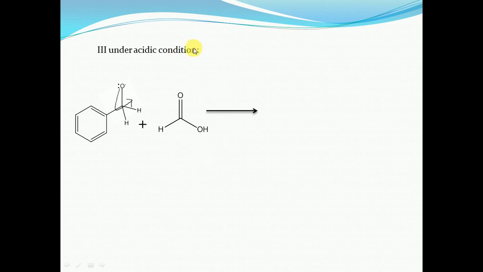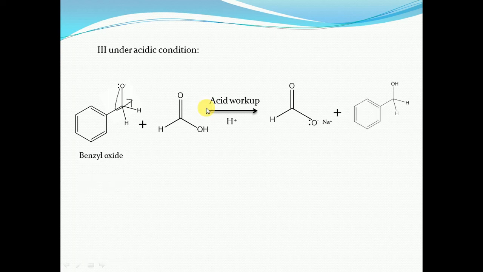So in the third step, under acidic condition, what will happen? Your benzyl oxide, here there are two electrons on the oxygen, and there is a formic acid. Because of this acid, as it is the nature of an acid, it gives a proton, and reduction of this benzyl oxide takes place over here. The hydrogen which is removed from this formic acid forms a bond with this oxygen by sharing its electrons, and in acidic workup you are getting the sodium salt of formic acid and your benzyl alcohol. So these are the three steps of the mechanism of the cross Cannizzaro reaction.